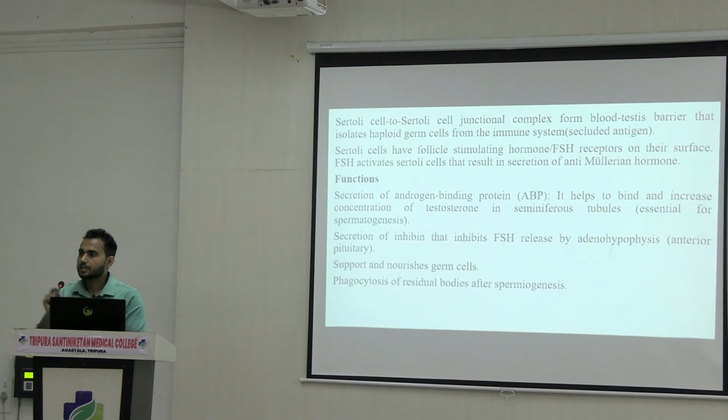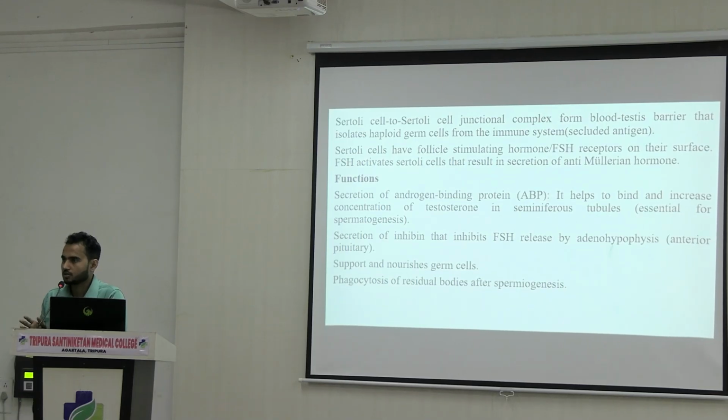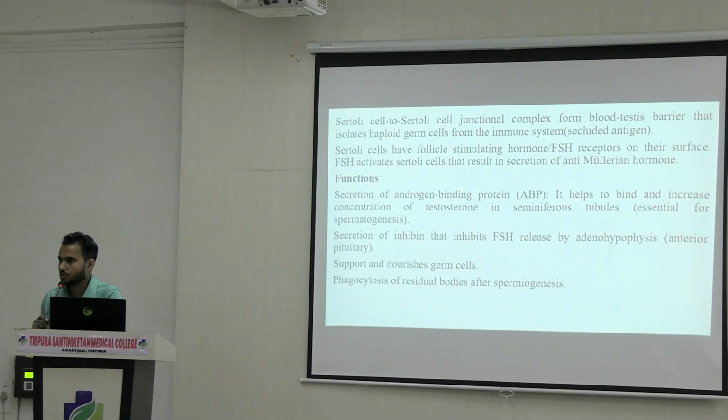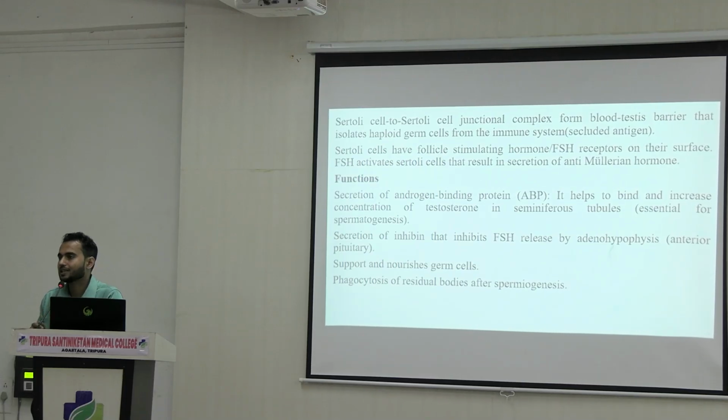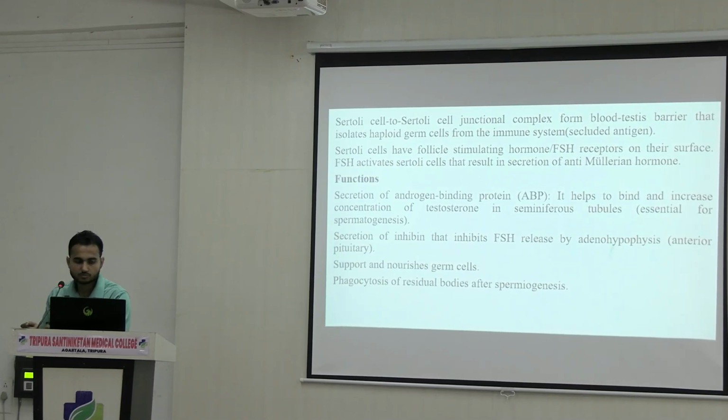So this anti-Mullerian hormone, what will it do? It will inhibit the growth of the Mullerian duct in the male. As a result, it will not grow. If it is not growing, then the parts of the female reproductive system will not be present. So this is very important. That role is performed by the Sertoli cells.